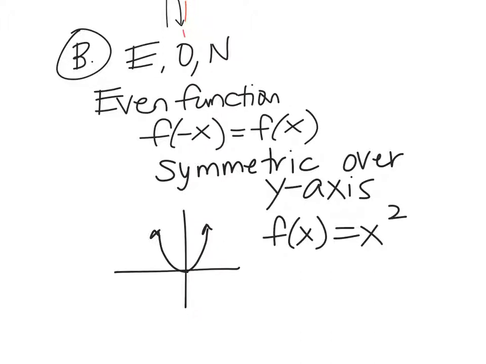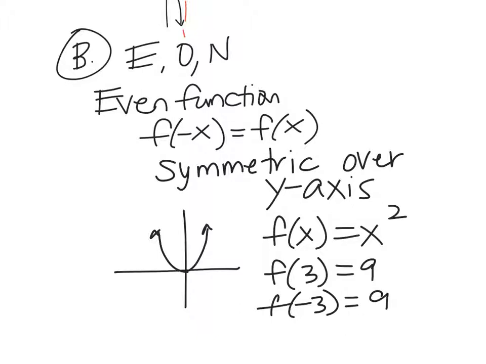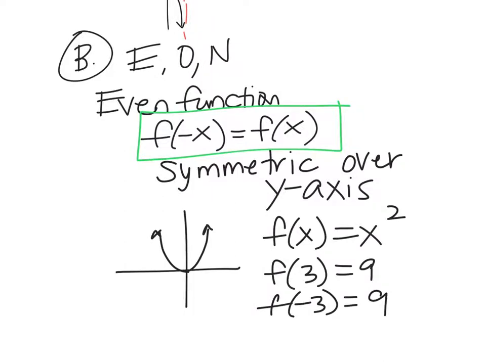So here's your parabola, f of x equals x squared. And you know that when you plug in 3, you get 9. And when you plug in the opposite of 3, you get 9 still. Okay, that's what this means, right? Up here, f of negative x equals f of x. They're equal to each other. So that's an even function.